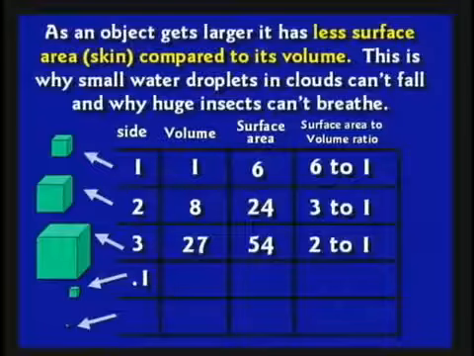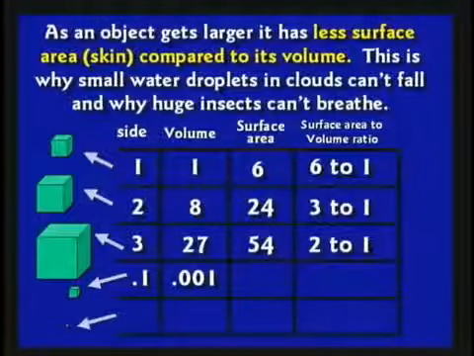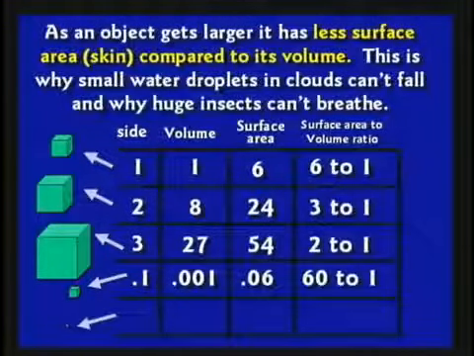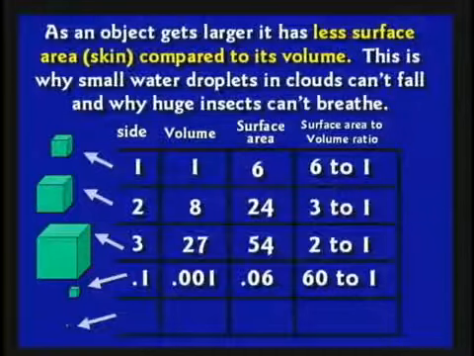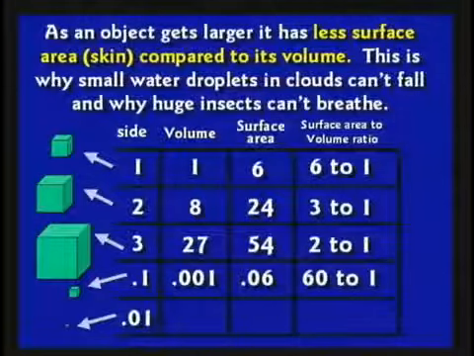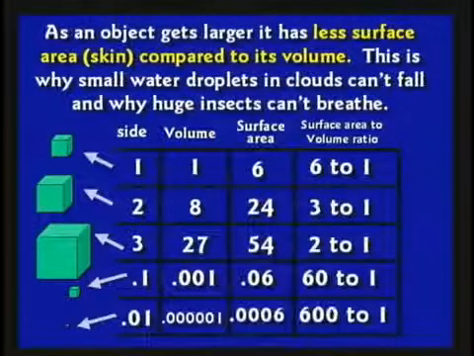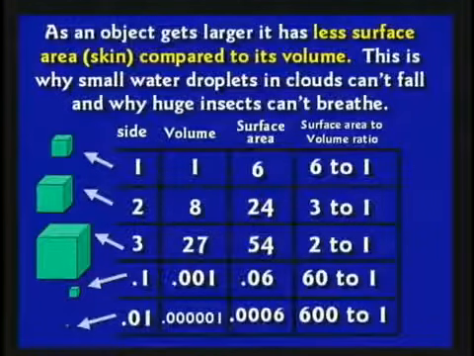Let's drop it to 0.1. Has a volume of 0.001, a surface area of 0.06. Now he has a 60-to-1 surface area to volume. Drop it to 0.01. 600-to-1. The smaller an insect gets, it eventually becomes basically all skin and no volume, or close to it, okay?